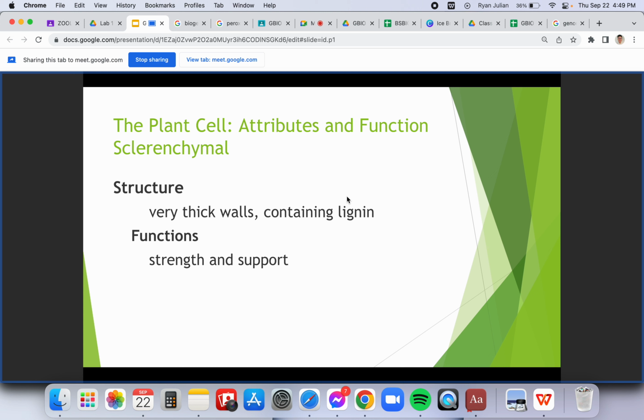And for the last one is sclerenchymal. For its structure, they are composed of very thick walls, making them resistant to harsh conditions that the cells might be exposed to. It is also composed of lining for its main function, strength and support, which is all thanks to the very thick walls that it has.